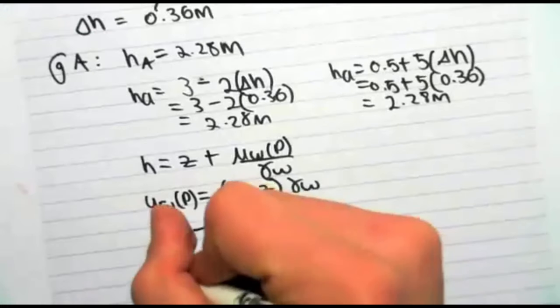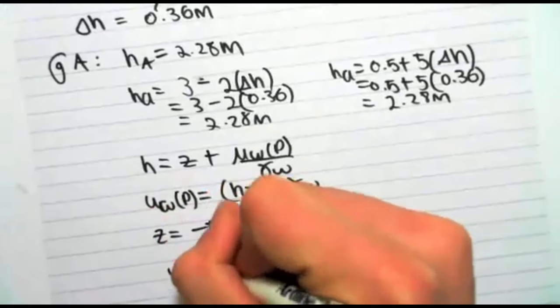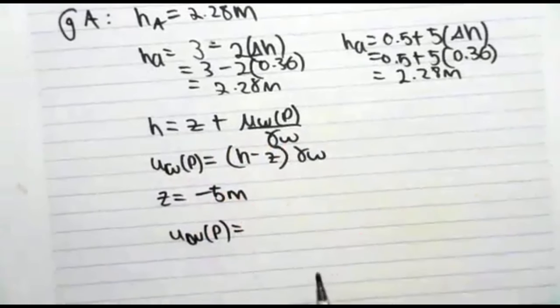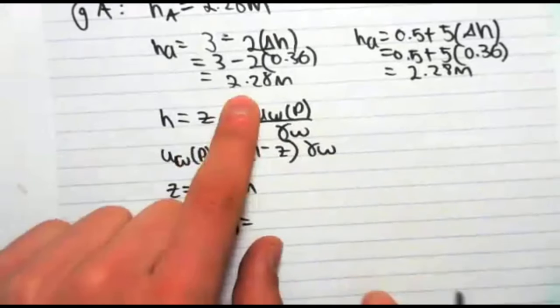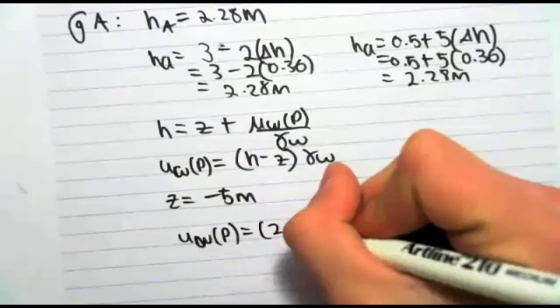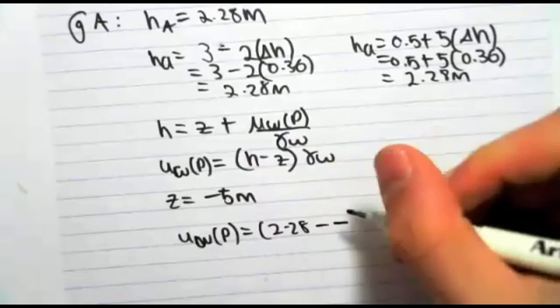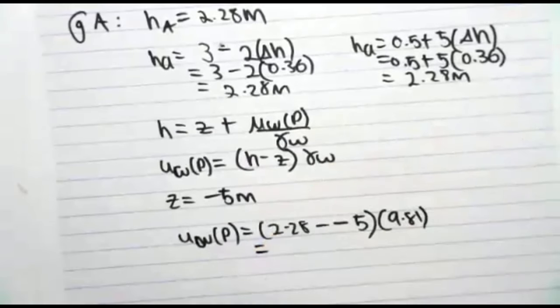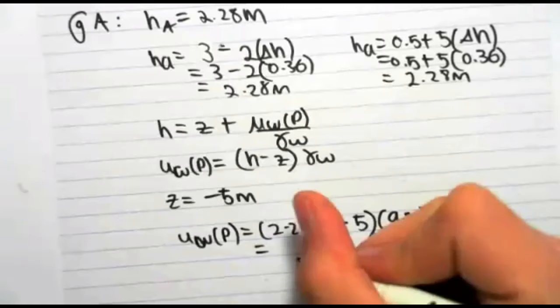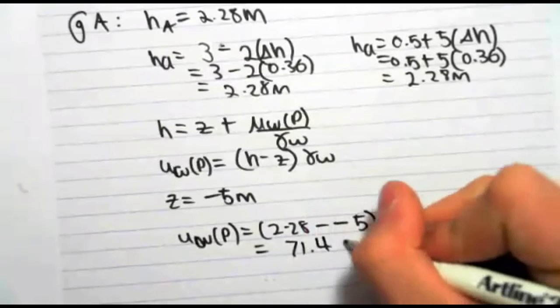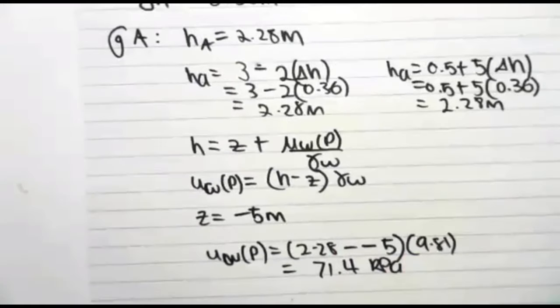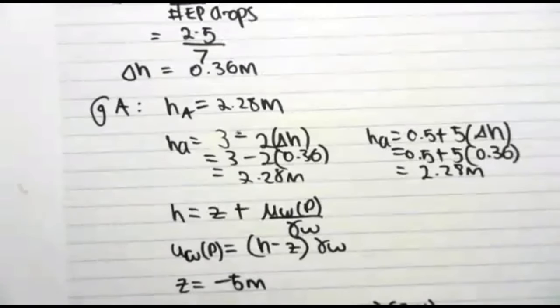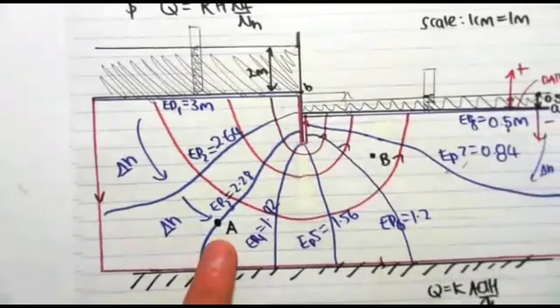So the pore water pressure at A would equal the head at A, which we found to be 2.28, minus Z, which is minus 5, all times 9.81, which is gamma W. That is 2.28 plus 5, times 9.81. Our pore water pressure is 71.4 kPa. So that would be our pore water pressure at the point A.